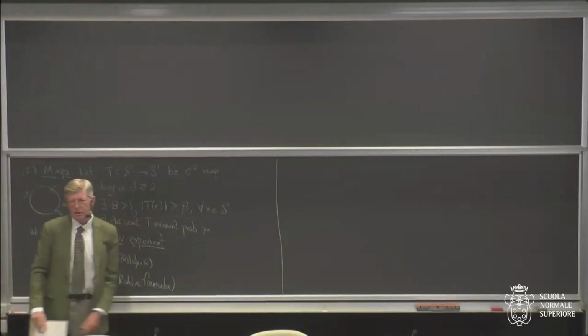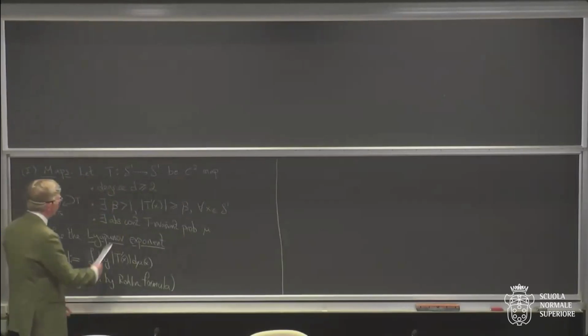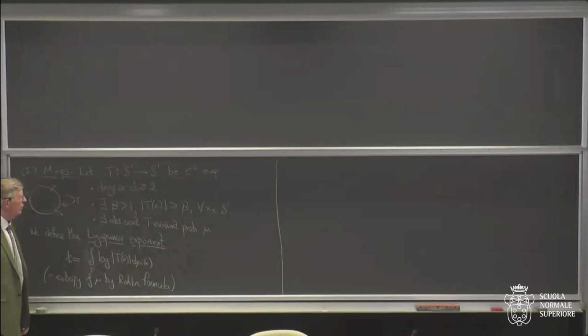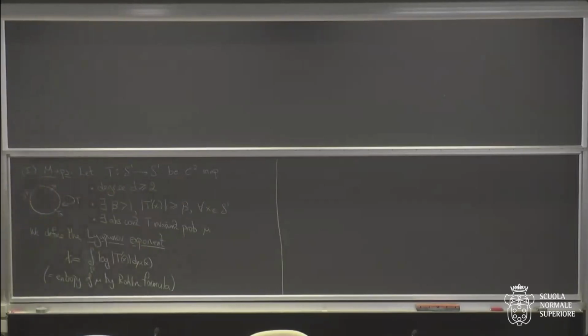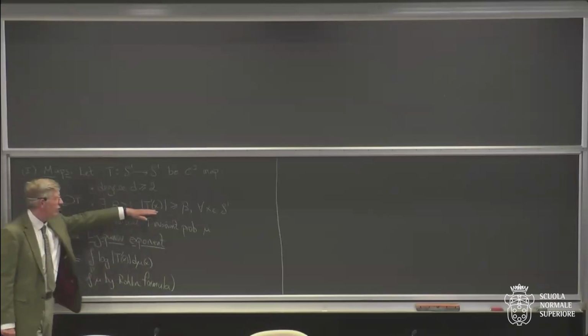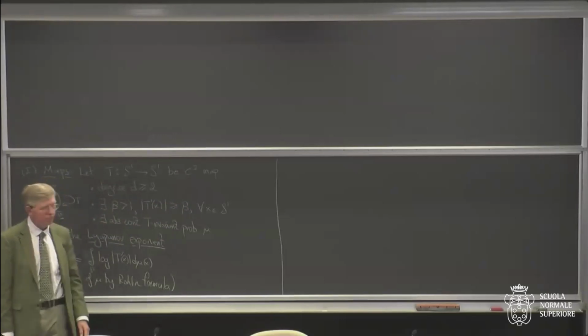And I want the map to be at least C2, because I'm actually interested in absolutely continuous invariant measures, and that's a good thing to assume if you're interested in such things. And I'll assume that the degree is greater than or equal to 2. Otherwise, it's kind of difficult to have expanding maps on the circle. And I'll assume that they are uniformly expanding. So I'll assume that the derivative is always bigger than, say, beta, where beta is some number bigger than 1.